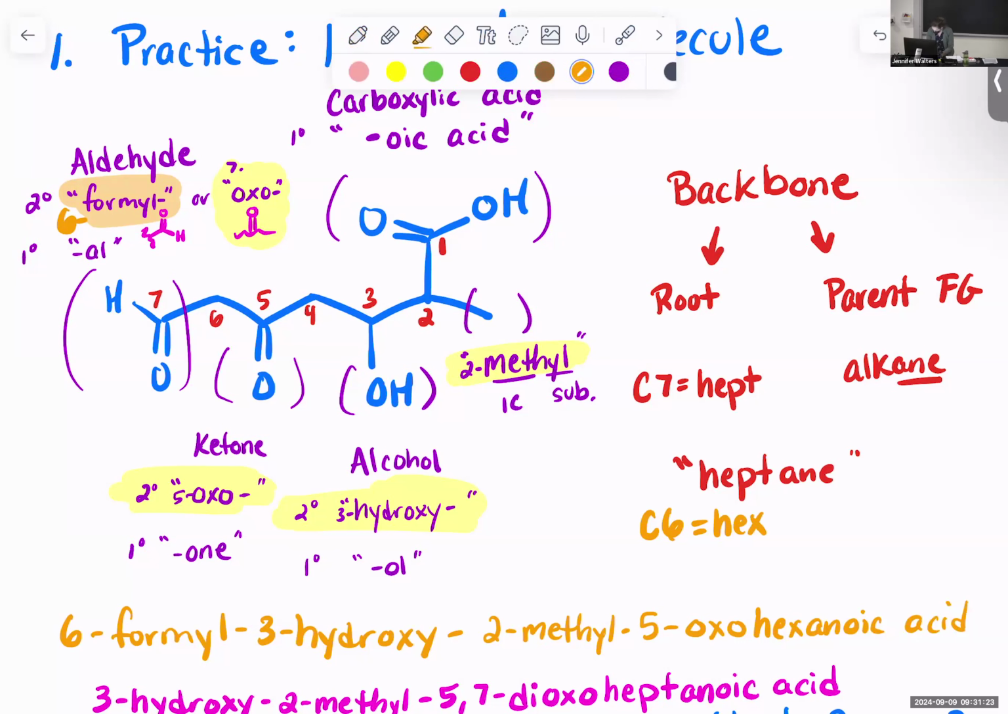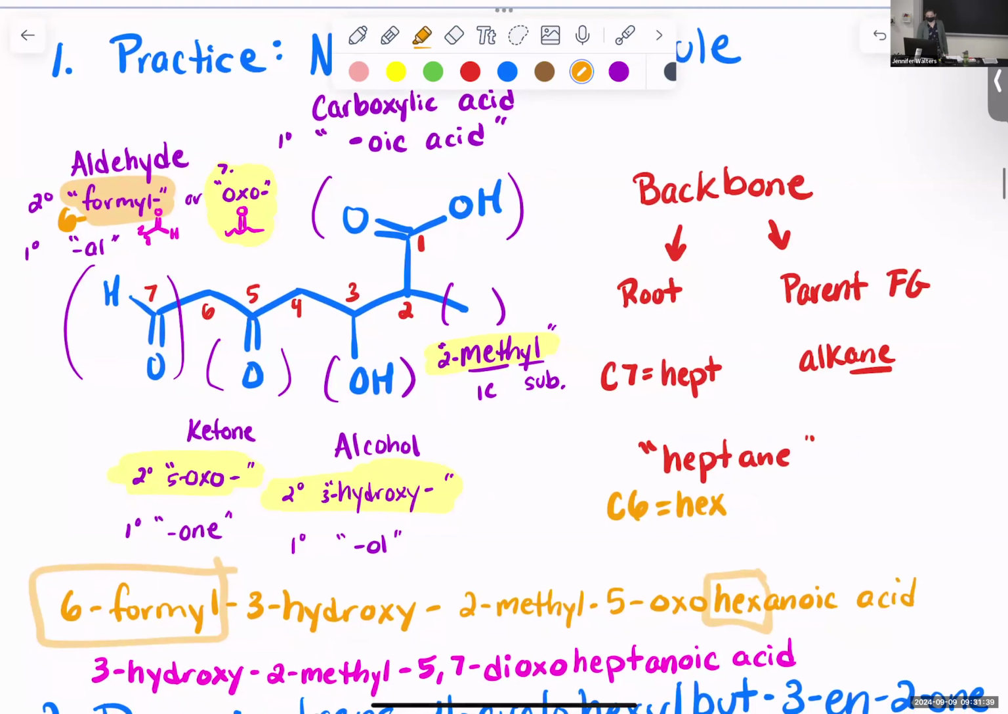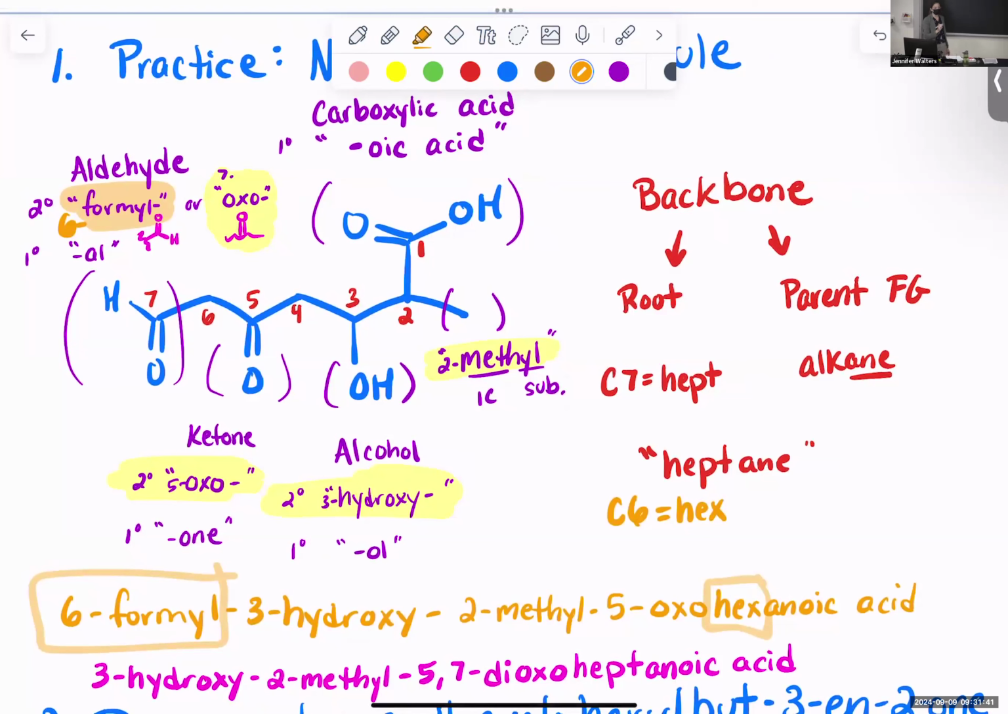So the difference becomes that if I use formyl, that includes the carbon. So the carbon can't be double counted. I can't include it in both the backbone and the substituent naming. So if I'm using formyl, that takes the carbon out of the backbone and into the substituent. If you count the carbon in the backbone, then you have to use oxo.